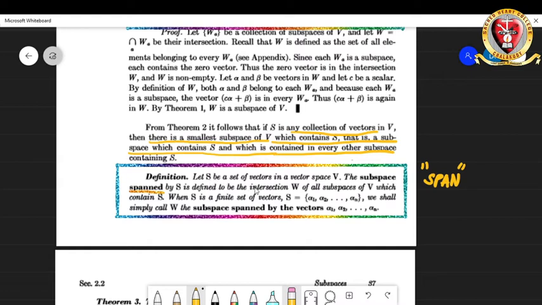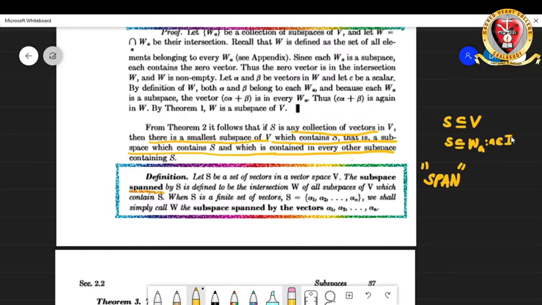Let S be a set of vectors in a vector space V. The subspace spanned by S is defined to be the intersection W of all subspaces of V which contain S. So if S is a subset of V, what is the subspace spanned by S?